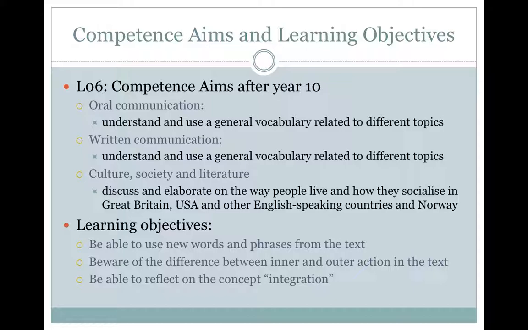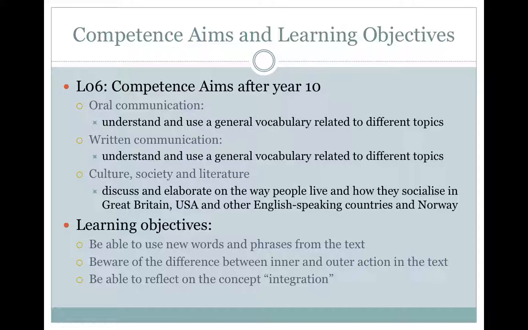So, the competence aims and learning objectives. In the national curriculum, I've chosen 3 competence aims I want to work with. The oral and written one are quite similar: to understand and use general vocabulary related to different topics. And the culture, society and literature one is to discuss and elaborate on the people and on the way people live and how they socialize in Great Britain, USA, and other English speaking countries, and Norway.